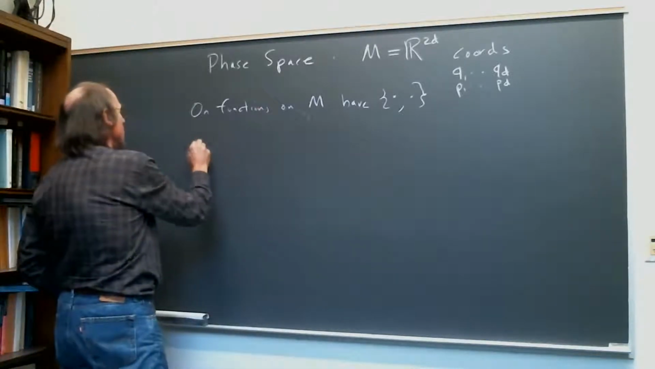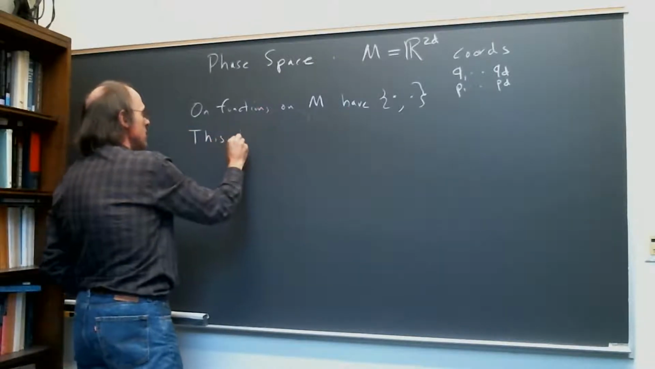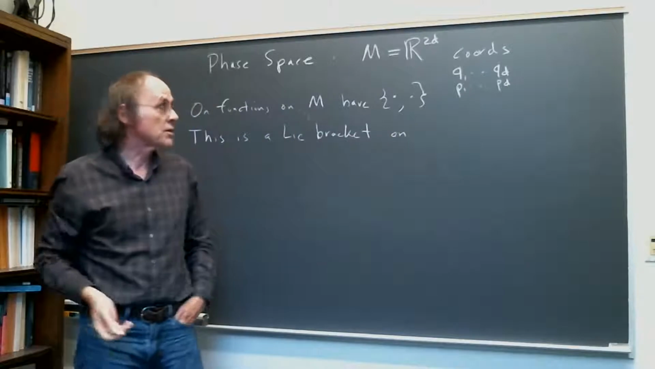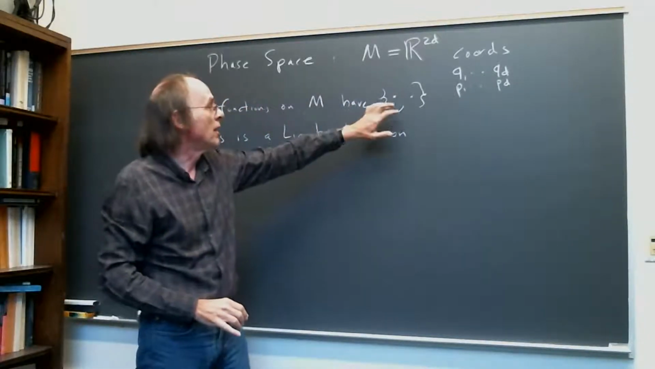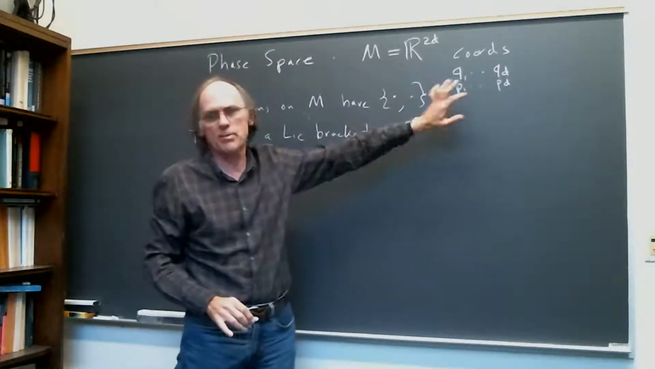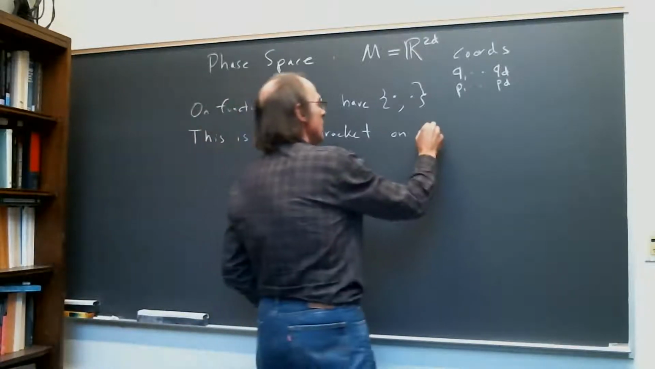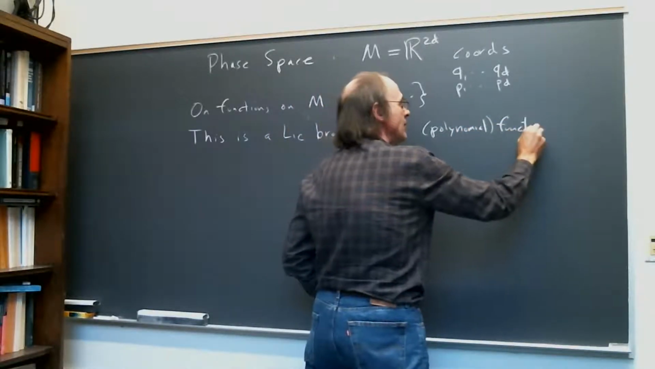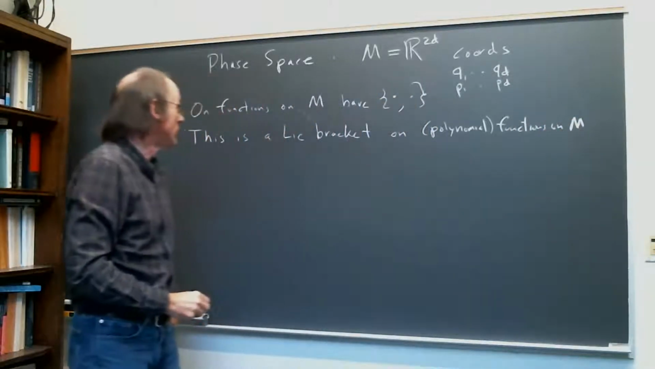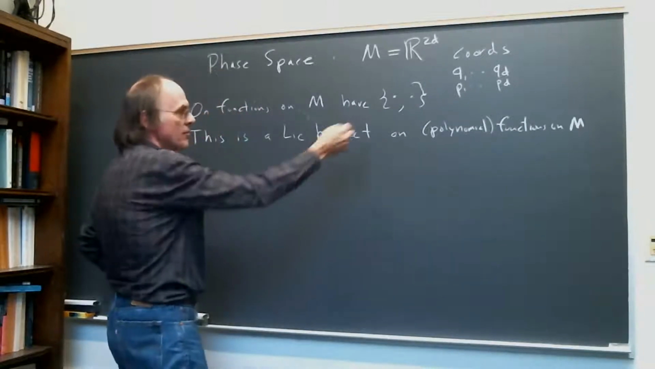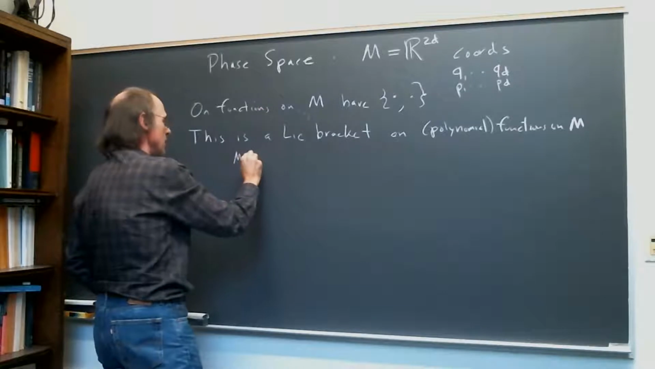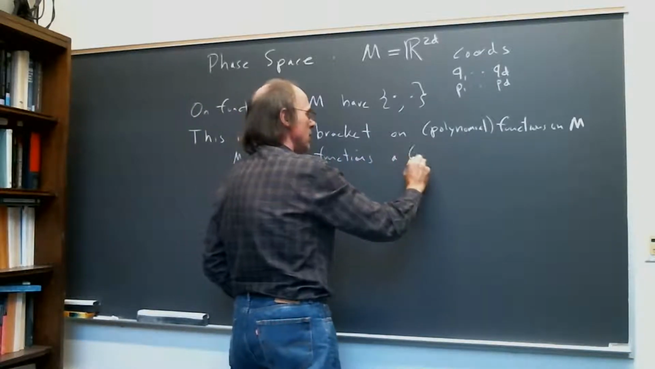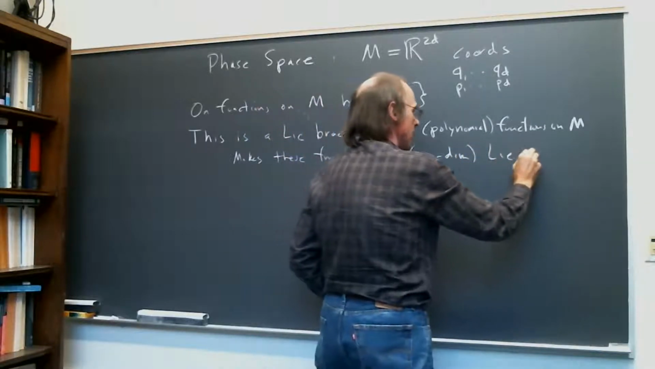So this is a new bracket on the infinite-dimensional space of functions on M. To try to keep things simple, the functions on M that I'm going to be thinking about are pretty much always going to be just polynomial functions on M. And so it makes these functions an infinite-dimensional algebra.